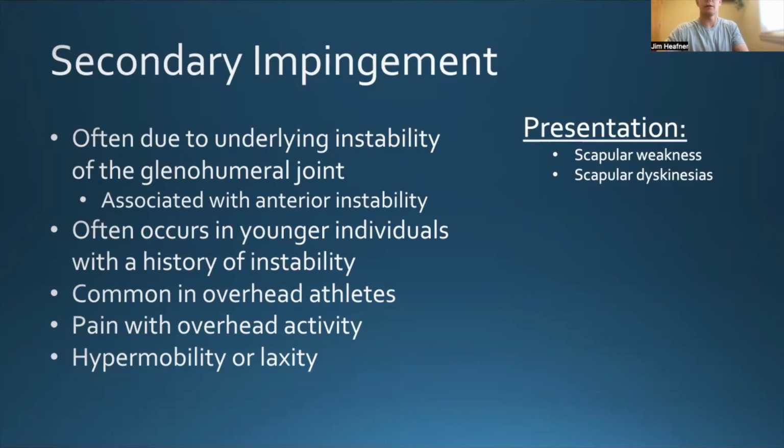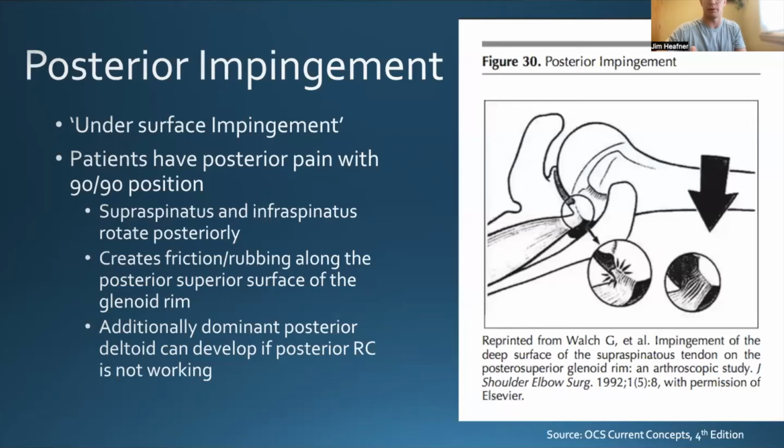The third and final type is posterior impingement, and that is undersurface impingement. So patients are going to have posterior pain in a 90-90 position. As you go back into that position, the supraspinatus and infraspinatus rotate back, and that twisting action creates a pinch on the backside of the shoulder. It creates friction or rubbing along the posterior surface of the glenoid rim.